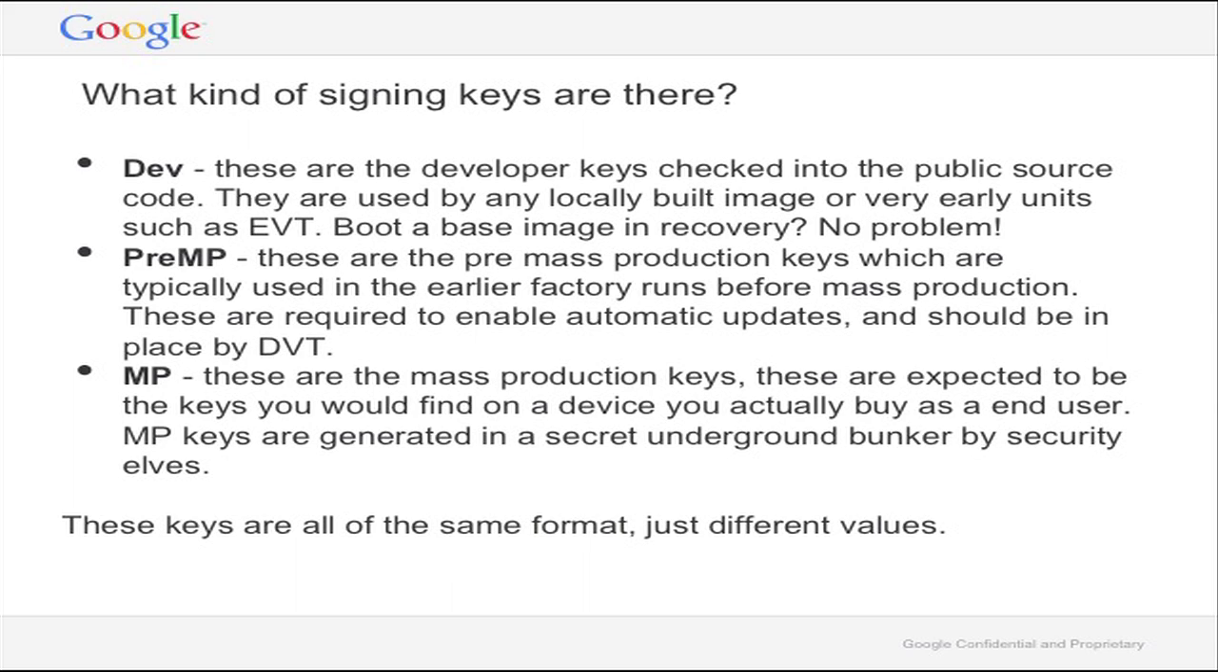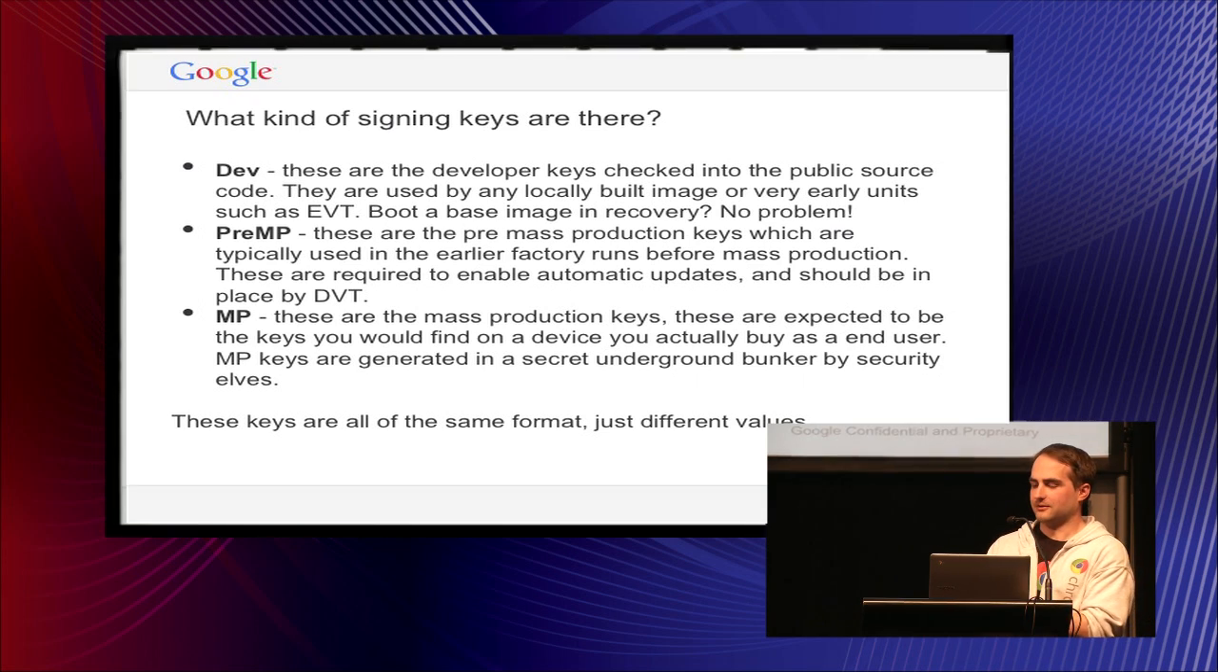And the final set of keys are MP keys, and there could be multiple versions of these over time. These are the official mass production keys that are locked in a vault somewhere and kept very secure, and I didn't put the elves part, but that's pretty good. This is what you would get if you buy a device at a Walmart or Best Buy, wherever you go to get your Chromebooks. It will be an MP signed image. You would never see pre-MP or dev on these unless somebody took the device and hacked it.